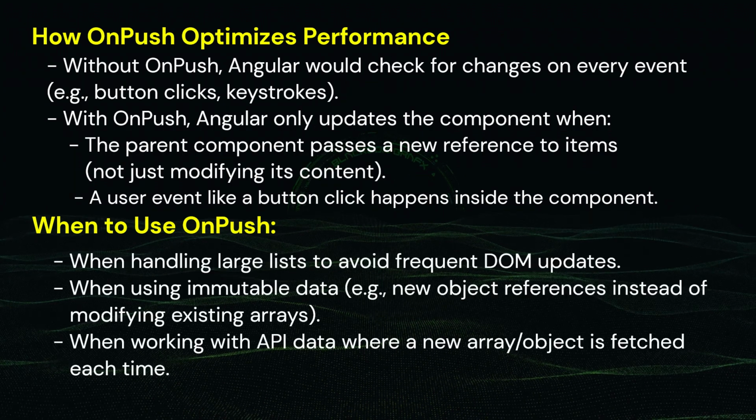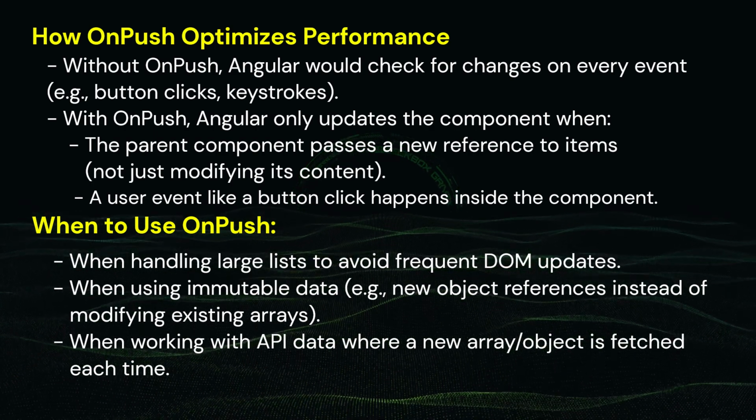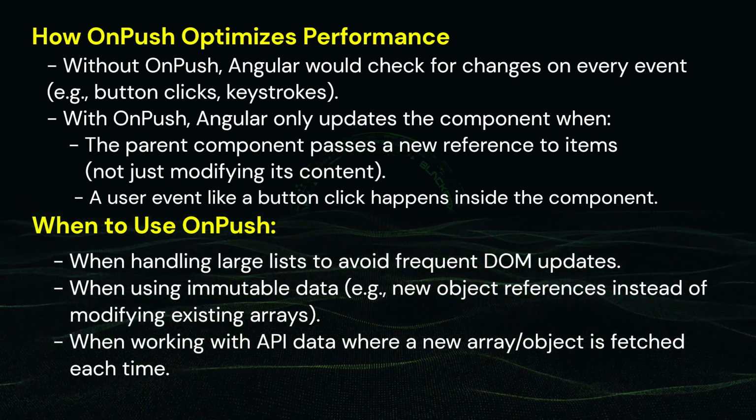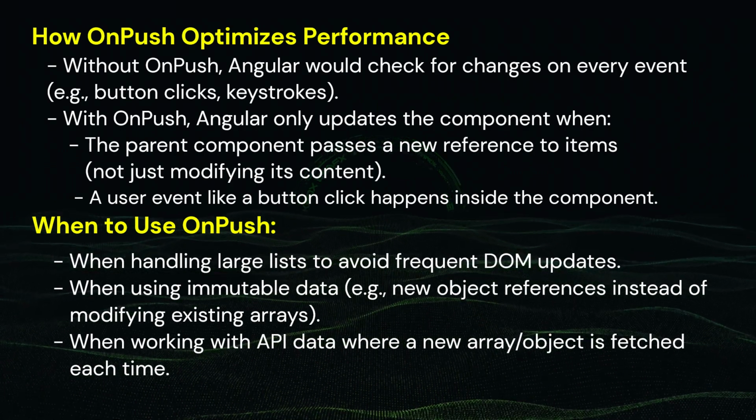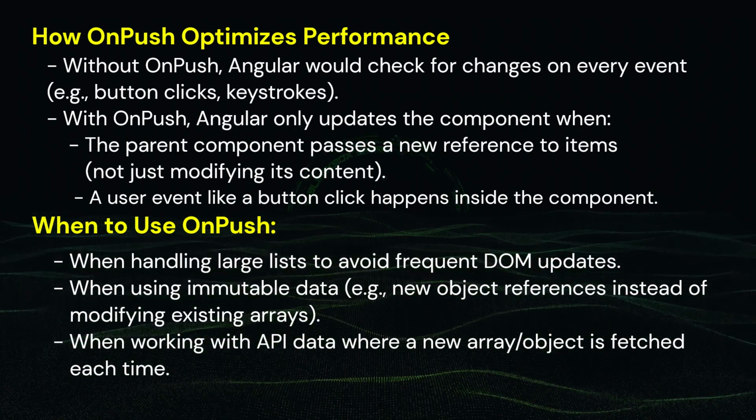Now let's see when to use OnPush. When handling large lists to avoid frequent DOM updates. When using immutable data, for example, new object references instead of modifying existing arrays. When working with API data where a new array object is fetched each time.